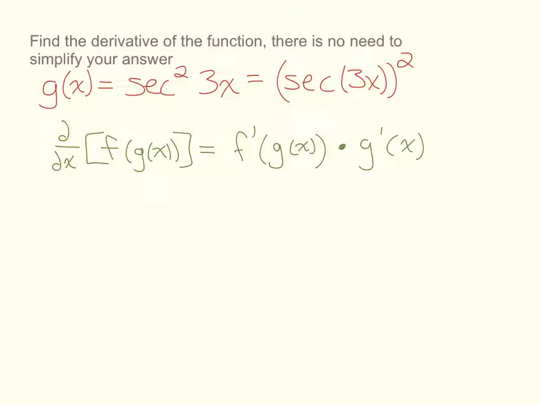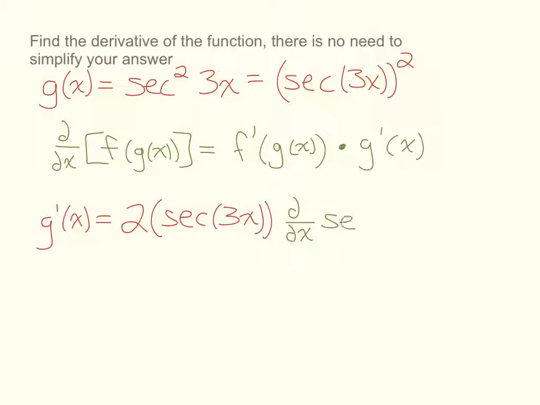So here, this g prime of x will look something like this. We'll bring that exponent 2 to the front. We have a secant 3x here, and we take 1 away from the exponent that was 2. We leave it as a 1. It's there, we don't write it, but that's exponent 1. And now we have to find the derivative of what's on the inside. So derivative of secant 3x.